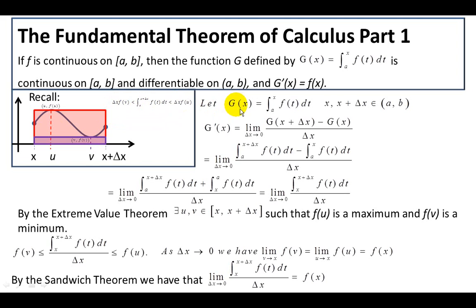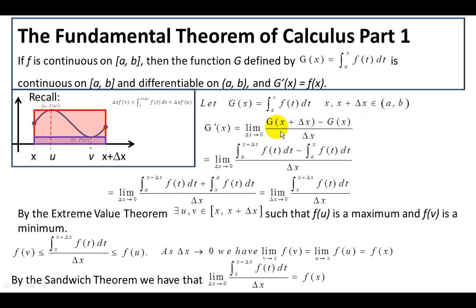Let's define a function g of x to be the integral from a to x of f of t dt. And we'll say that x and x plus delta x are both in this interval a to b. Well, let's find the derivative. To find the derivative, we go back to the difference quotient. And here is the difference quotient applied to our function g of x.